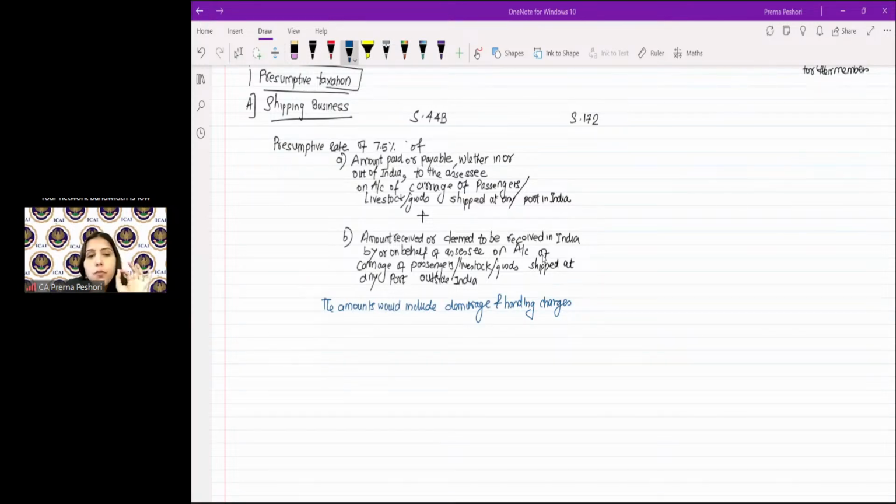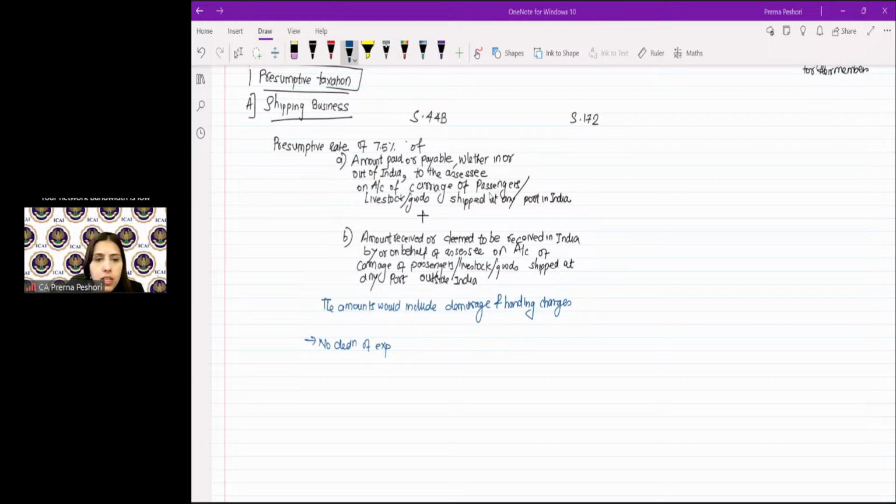So section 44B is the presumptive tax rate. Secondly, you will not get any deduction of the expenses. Just like under 44AD, there is no deduction of the expenditure, here also under 44B you will not get any particular deduction. Are we clear? So let's say, for example, there is a shipping company, which is a non-resident foreign company, engaged in the business of carriage of goods shipped at Mumbai port.